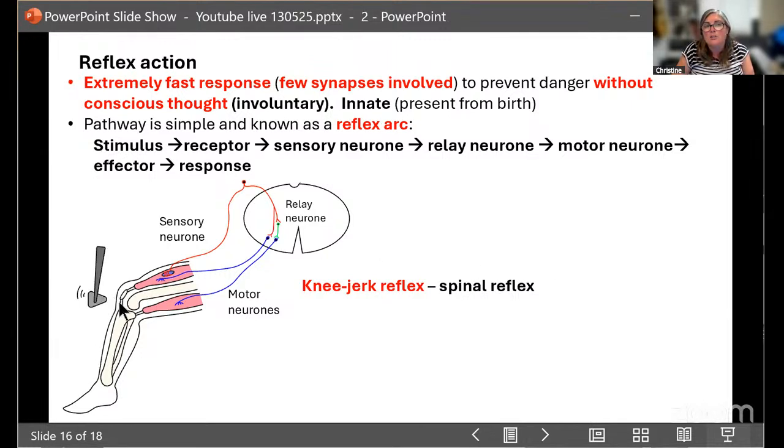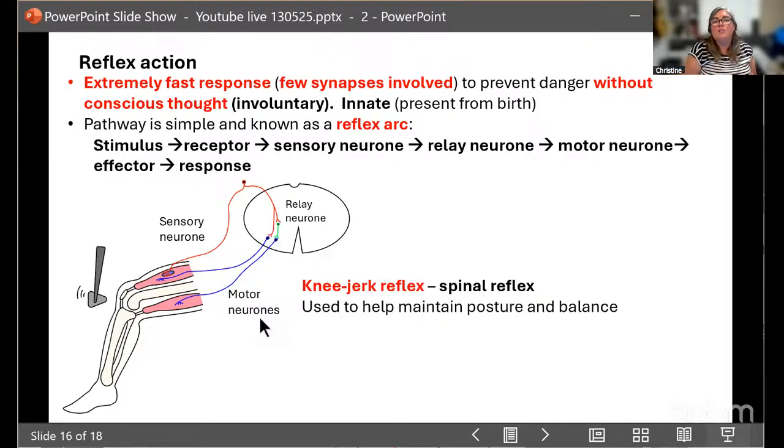So if you hit just under the patella, what's going to happen is that is going to cause receptors, which are in your muscle cells, to actually detect that stimulus. That therefore means that those receptors are going to pass the information on to the sensory neuron. The sensory neuron is then going to pass the information on to a relay neuron and to a motor neuron. And what's going to happen is you actually have two different neurons that are being activated at the same time.